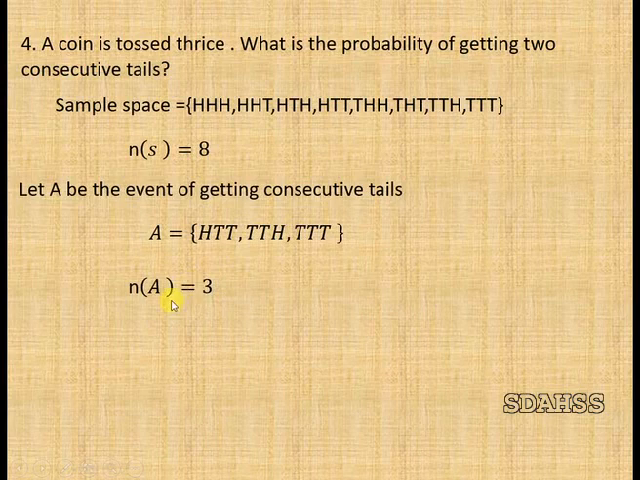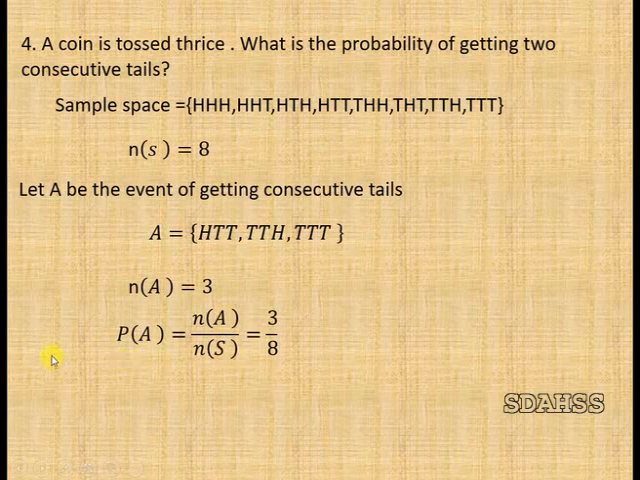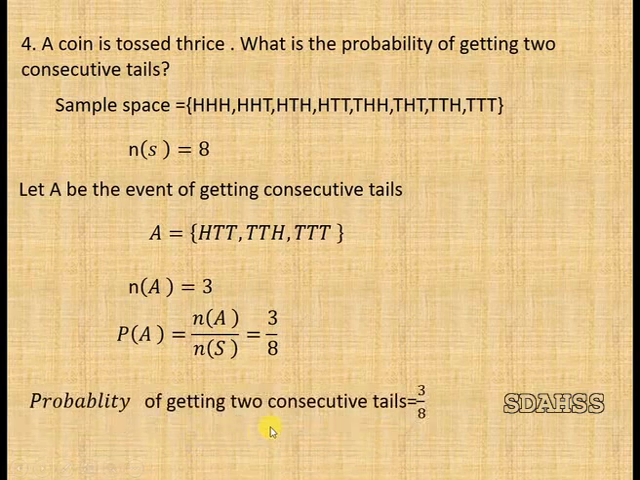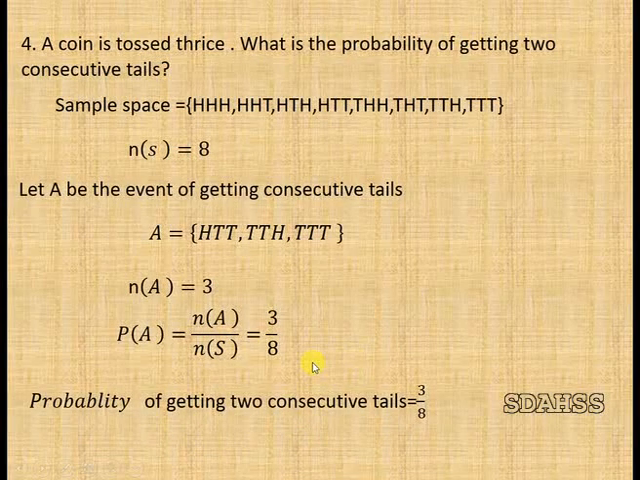1, 2, 3. P of A is equal to, we know that P of A is equal to n of A by n of S. Substitute. So you have 3 by 8. So the probability of getting 2 consecutive tails is 3 by 8.